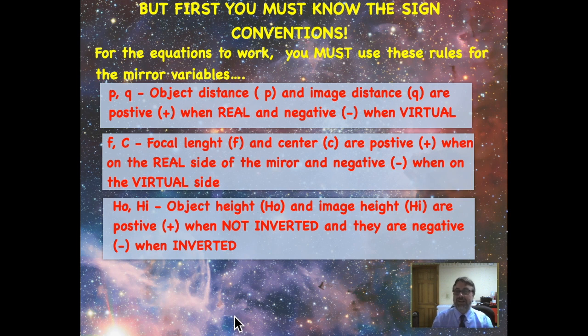And finally, we have to remember the rule for heights. If the object is upright, then we must make the height of that object positive. If the image is upright, we must make the height of that image positive. But if the image is inverted, if it's upside down, then that height must be negative. All right, these three rules are incredibly important because without these sign conventions, the math will lead to the wrong answer. All right, so what are the mirror equations?